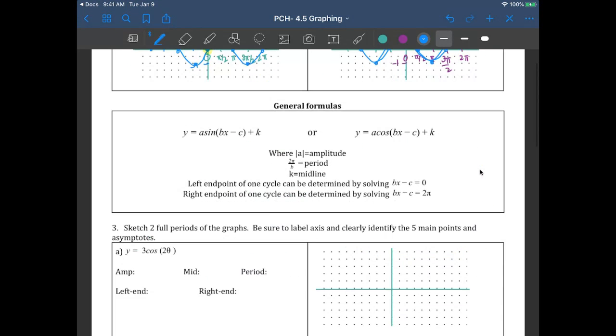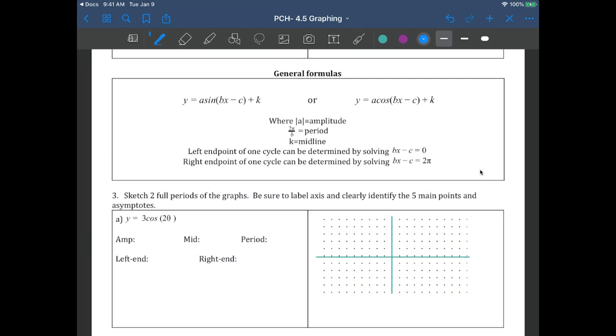All right, a couple of things about our equations. They're just like every other equation we've done. There's a mother function, a general equation for sine and one for cosine. The amplitude is the vertical stretch.